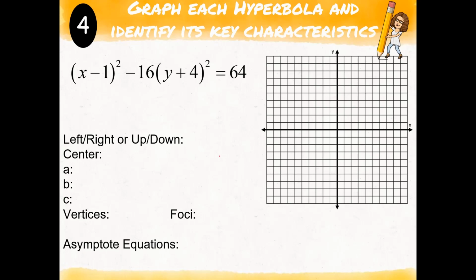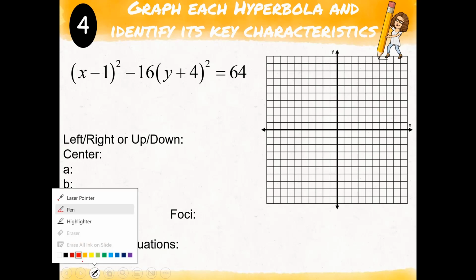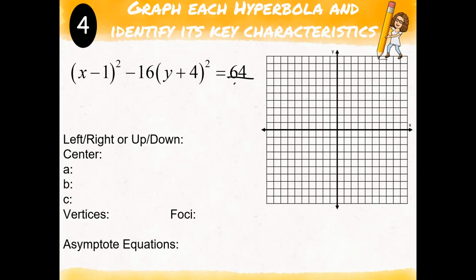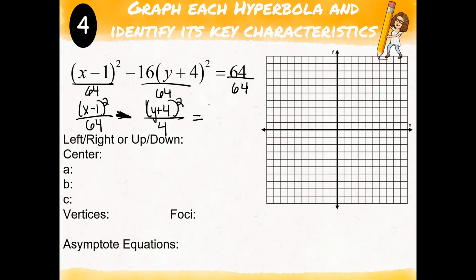Let's try number 4. I am not equal to 1. So let's divide by 64. So I will get x minus 1 squared over 64. Ooh, 16 over 64. How does that simplify? 1/4. Oop, I forgot. That's a minus. There we go. Y plus 4 squared over 4 is equal to 1. So now the x shows up first. That means I am left and right. My center is 1, negative 4.